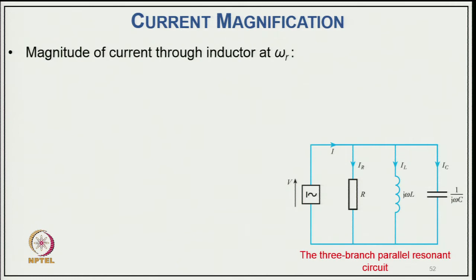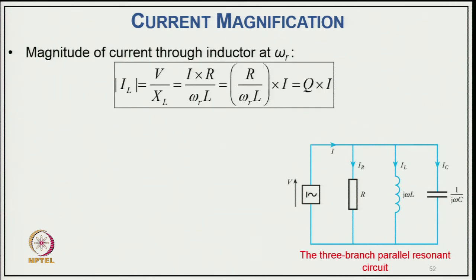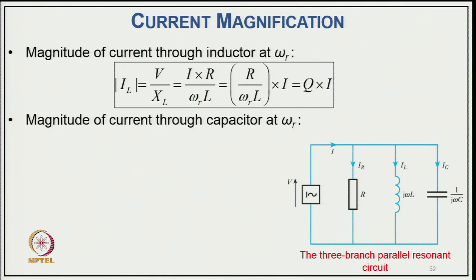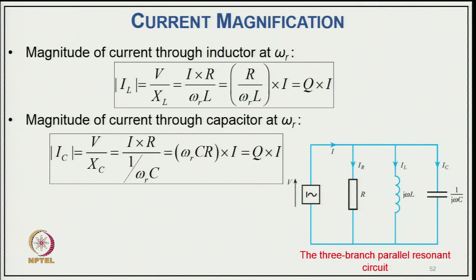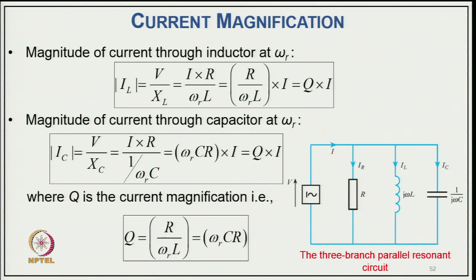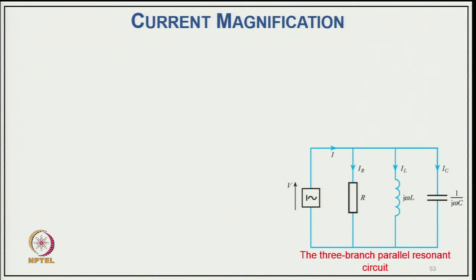So, the magnitude of current through the inductor at omega R will be I L equal to V upon X L, that is I R upon omega L, or R upon omega L into I, or Q into I. The magnitude of current through the capacitor at omega R equal to I C equal to V upon X C, or equal to I R upon 1 upon omega R C, that is omega R C R into I, or Q into I. Here Q is the current magnification factor and Q equal to R upon omega R L or equal to omega R C R.